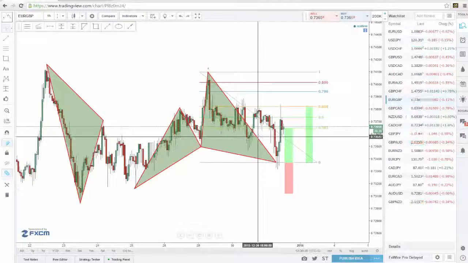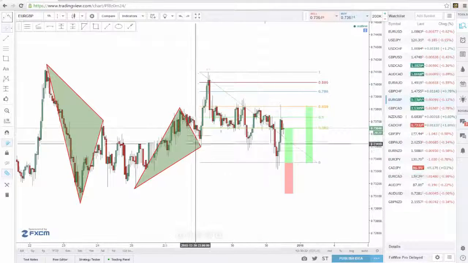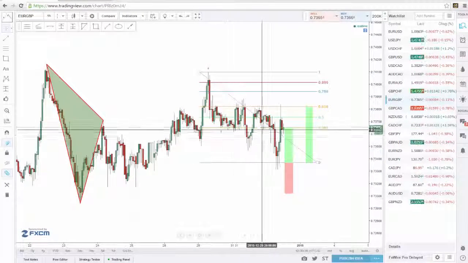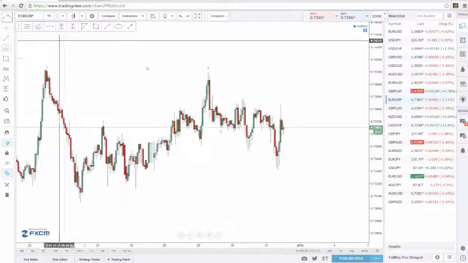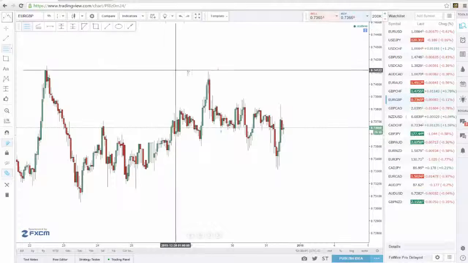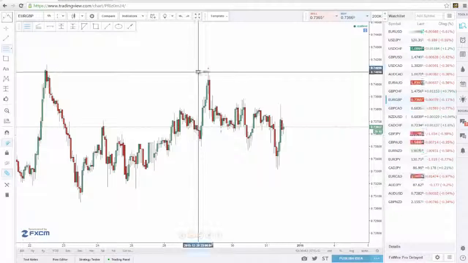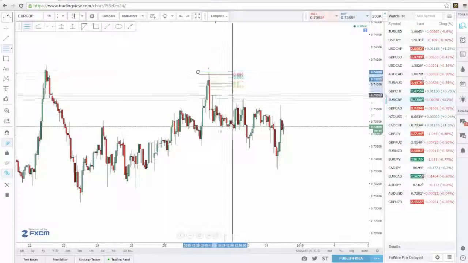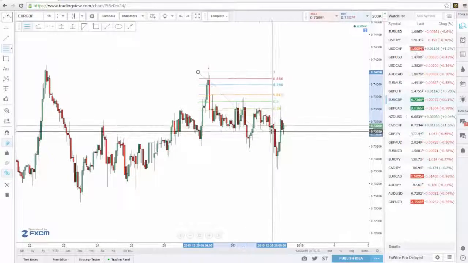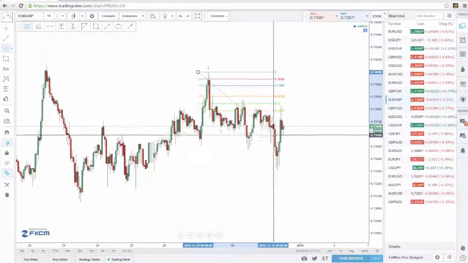If we look here on the Euro Pound, yet again, just go ahead and delete all this. We actually have another cipher pattern setting up for the bearish side. As you can see, pulling from X down here to A, we have a 382 retracement that does not close above 618.